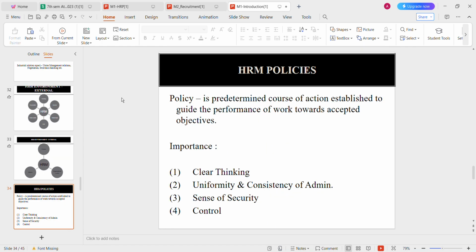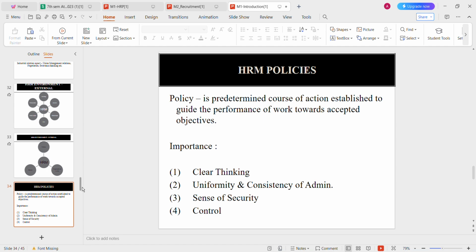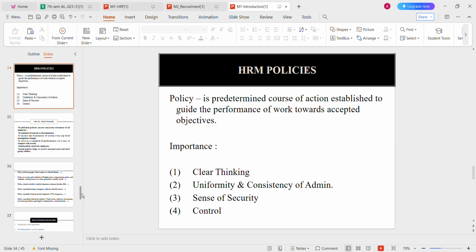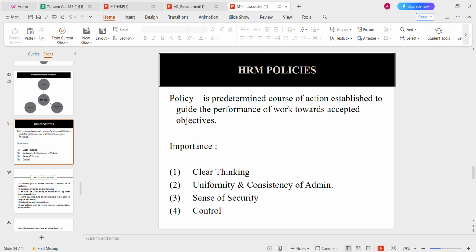So this is about part 1 of HRM. First we learned about the definition of HRM, the scope of HRM, the evolution of HRM, the objectives of HRM, and the functions of HRM. The next is about the policies of HRM. We'll try to cover that in the next class.